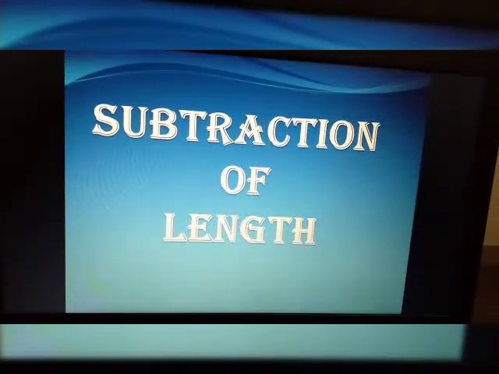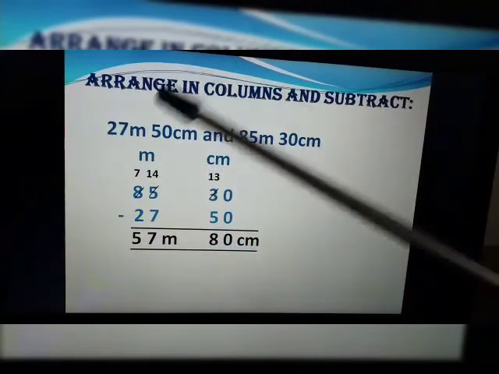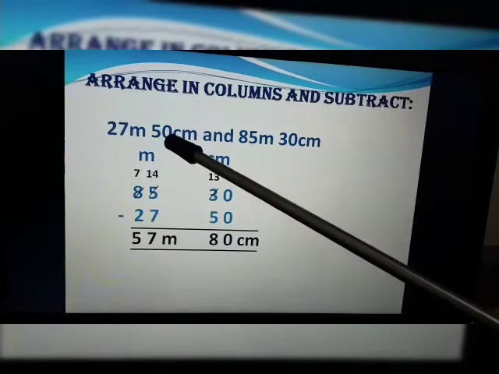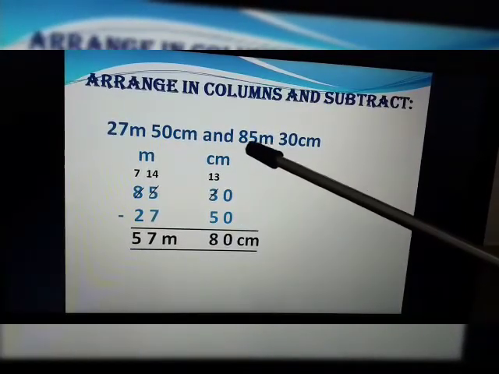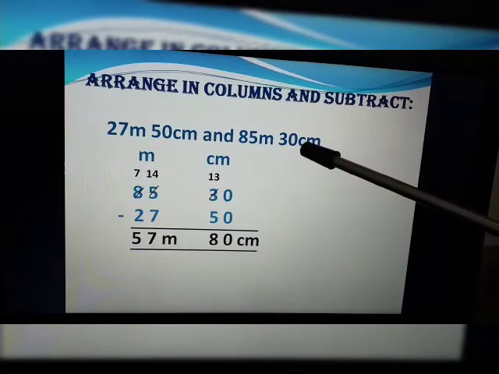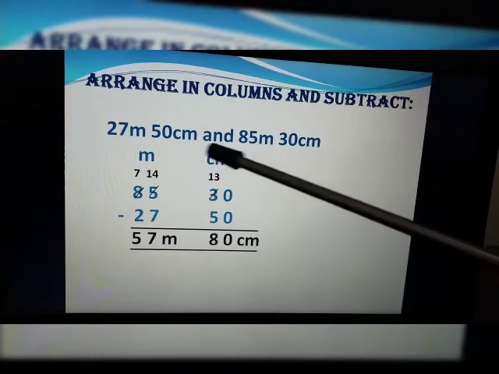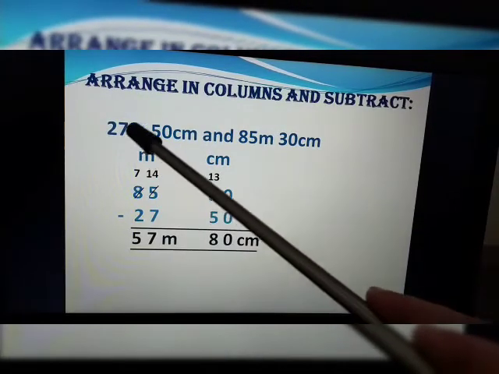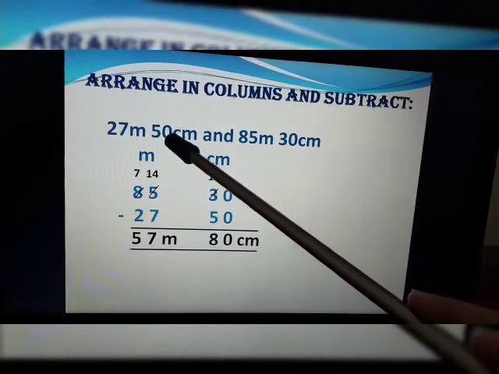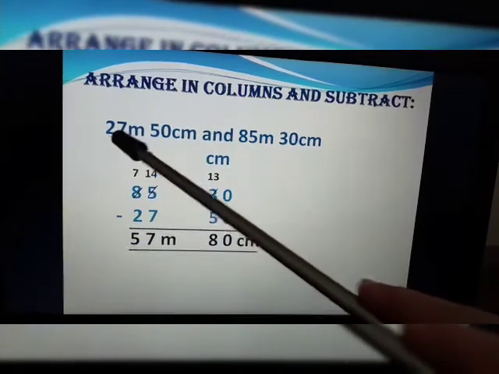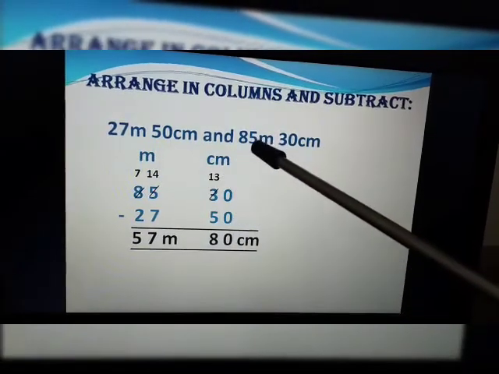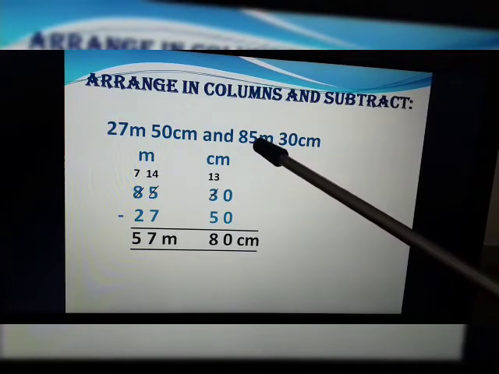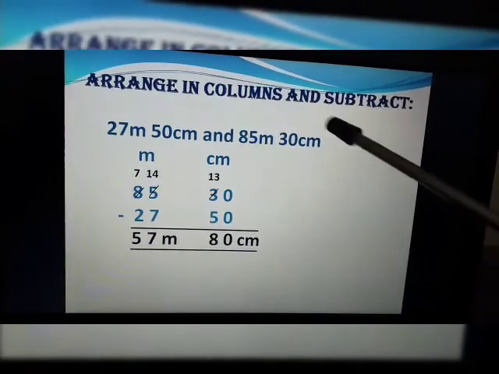Now subtraction of length. Arrange in columns and subtract: 27 meter 50 centimeter and 85 meter 30 centimeter. So students, first of all we have to compare the number of the bigger unit. Here meter is the bigger unit and centimeter is the smaller unit, and in both of these, 27 meter and 85 meter, which one is greater? 85 meter is greater. So this number will be the minuend.